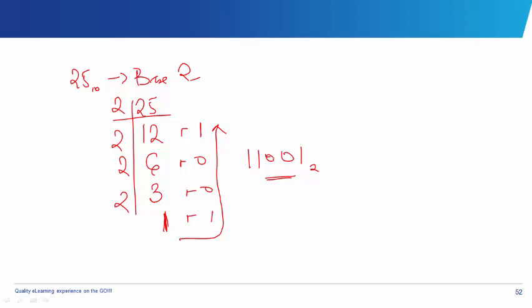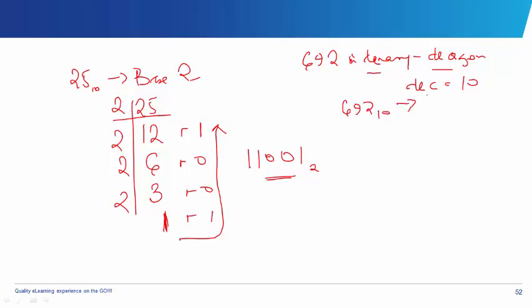Let's look at another example. Base 8. Convert 692, which is in denary. Denary should remind you of something when we talked about decagon, octagon, nonagon. Deca stands for 10. So 692 is in denary, which is base 10. Convert it to base 8, which is octal.